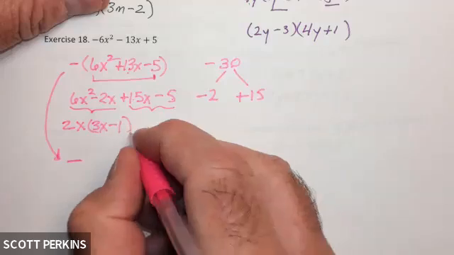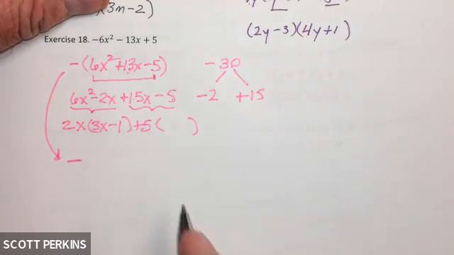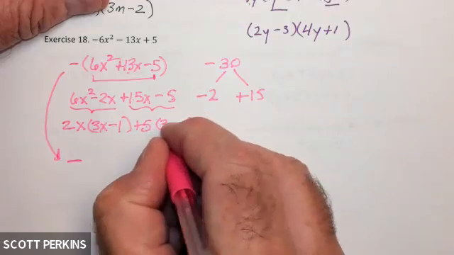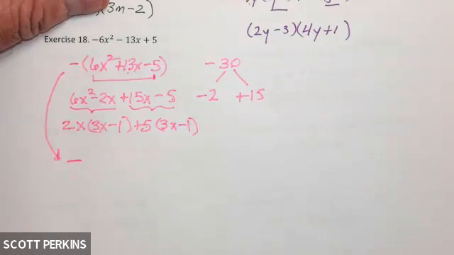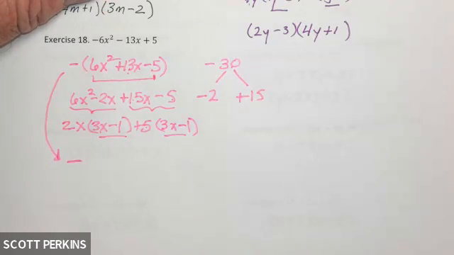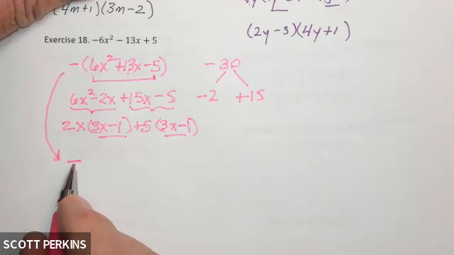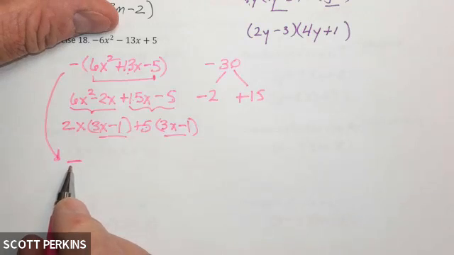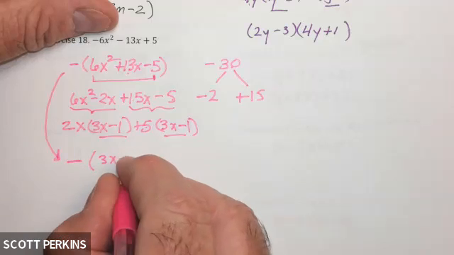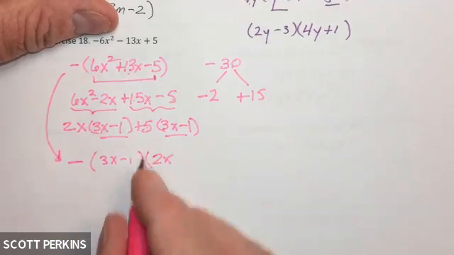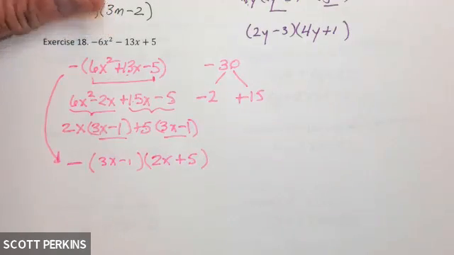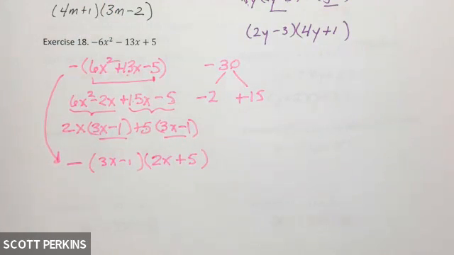15 and 5 share a 5. 15 divided by 5 is 3x. And negative 5 divided by 5 is negative 1. Once again, the grouping works, which makes me happy because it's the last problem of the day. So this is the negative I'm being reunited with that we factored out at the very beginning of the problem. So now I've got a 3x minus 1 that's in common. And what's left from the first term is a 2x, and from the last term is a 5. And there is my fully factored trinomial.